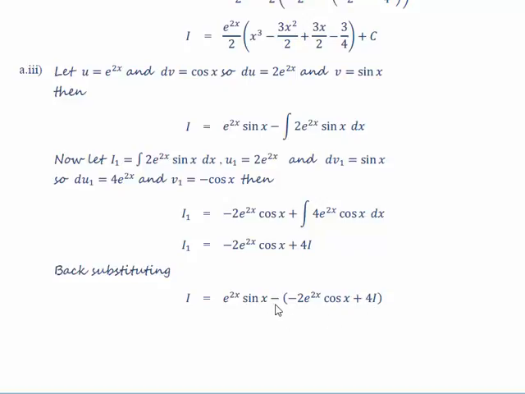So if I expand this bracket, this becomes minus 4I, but if I take that onto the left hand side, I'm going to get 5I on that side, and then this will become a positive quantity. So if I take e to the 2x outside, I've got e to the 2x times sine x plus 2 cos x, and I've got 5I on the left hand side. So if I divide both sides by 5, I is equal to e to the 2x times sine x plus 2 cos x over 5 plus a constant of integration.